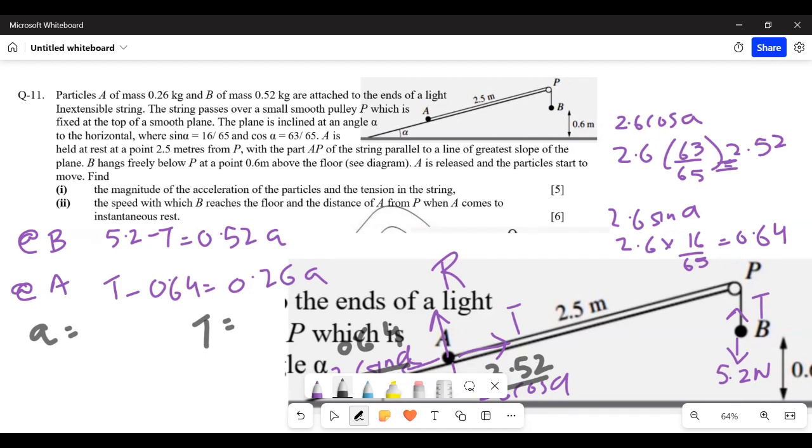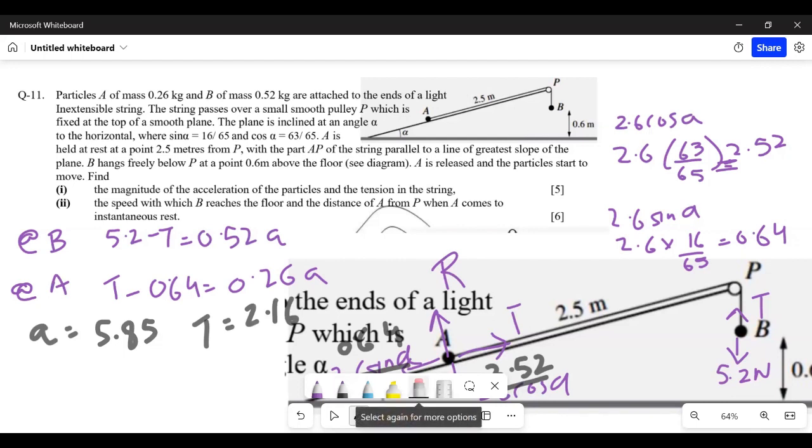Acceleration is 5.85 and tension is 2.16. Yes. Okay, so we have the A and we have the T. So part one is done. Part two is the speed with which B reaches the floor and the distance of A from P when A comes to instantaneous rest.